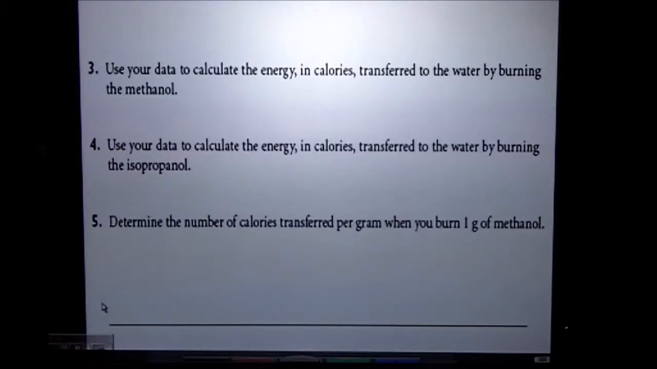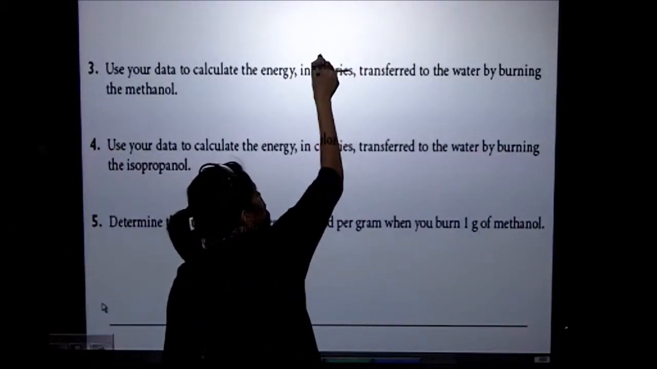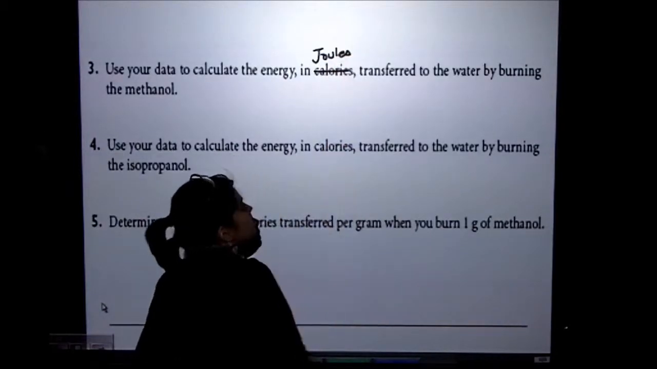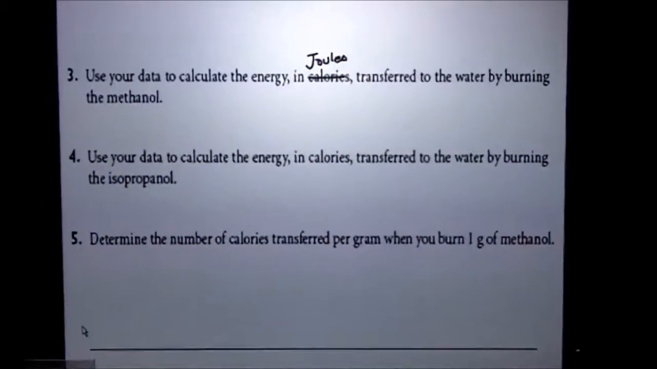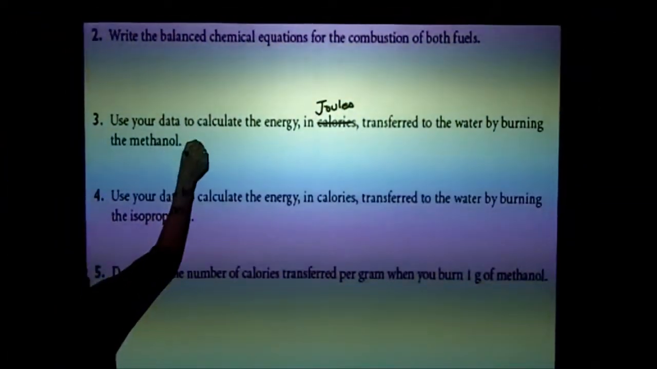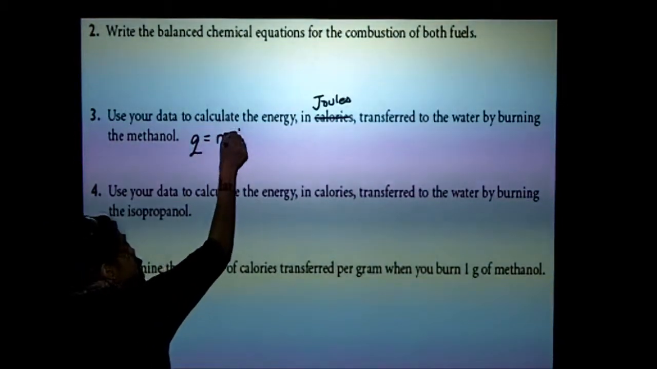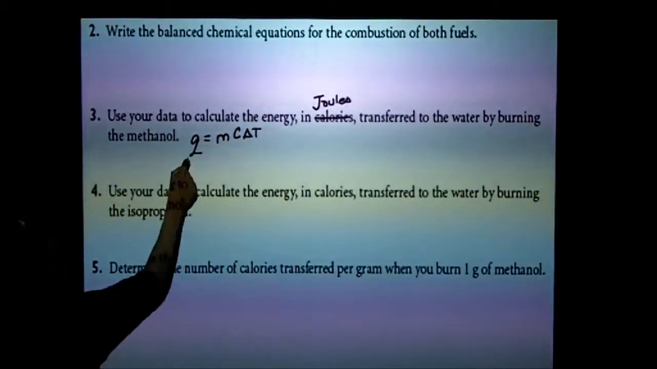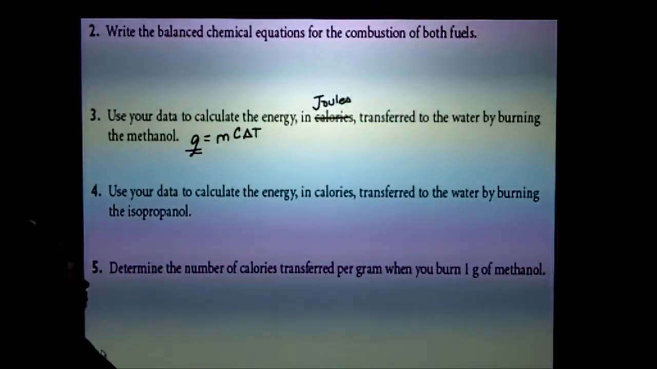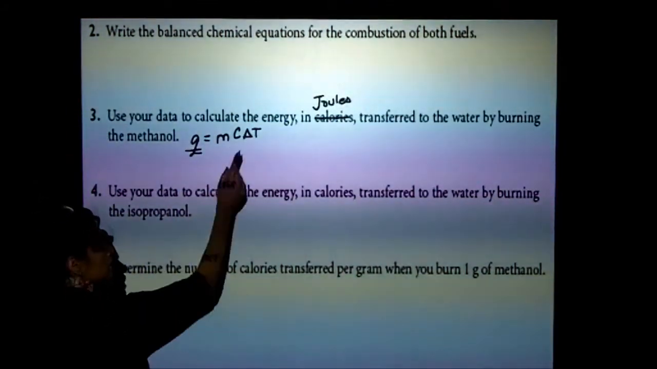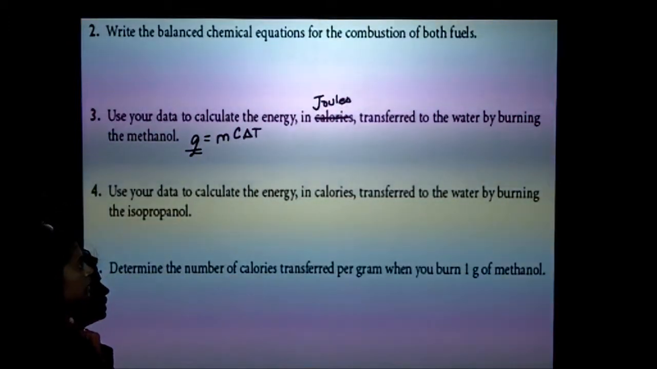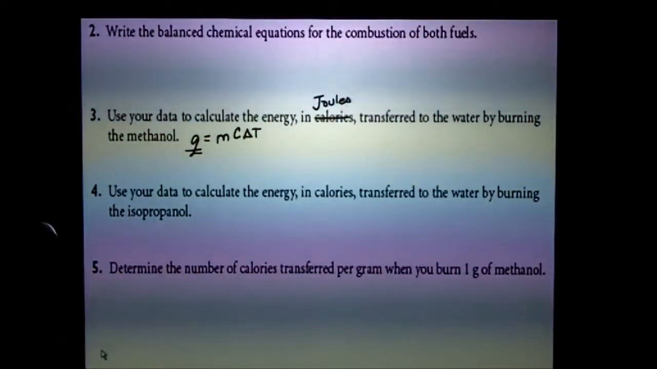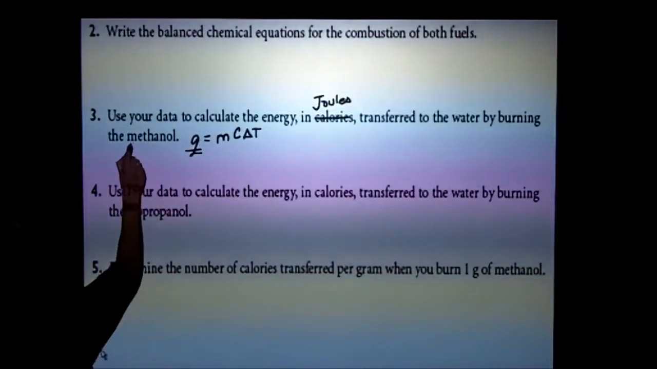For number 3, it says use your data to calculate the energy in calories transferred to the water by burning the methanol. In this case, we're changing from calories to joules. So for this, we need the heat formula. So it's our Q equals mc delta T. We're trying to find Q. We're given the mass of the water. We know what c is by using table B, and delta T is just our change in temperature. And convert this over to Kelvin, which is adding 273 to it. So this is for methanol.